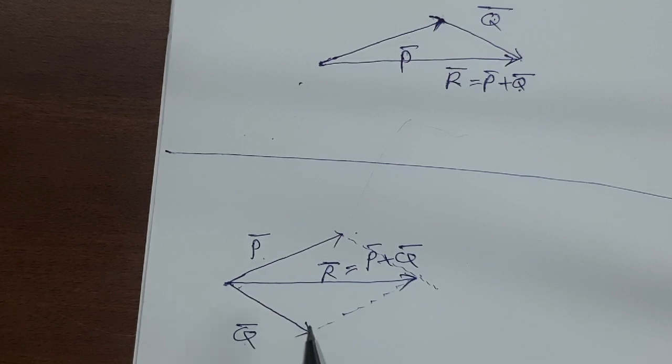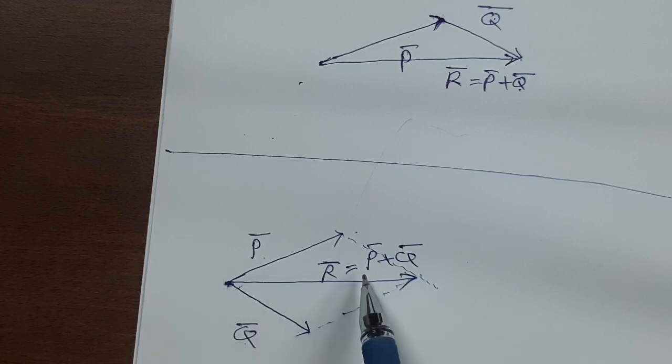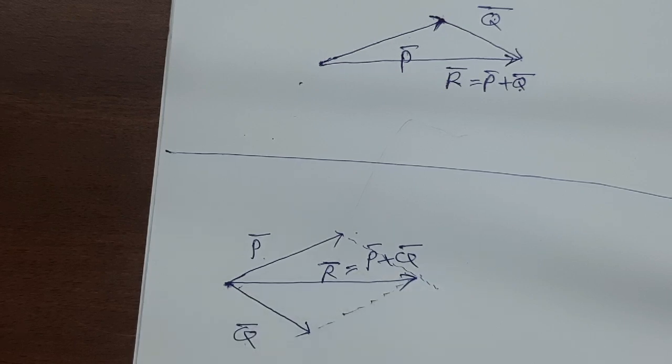The law says that if two adjacent sides of a parallelogram represent two vectors starting from the common point, correct? Starting from the common point. Now, they should not be in reverse direction. Then, the diagonal starting from the same point represents the resultant of their addition.